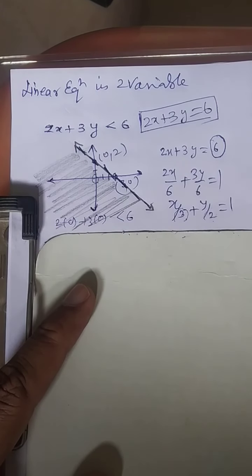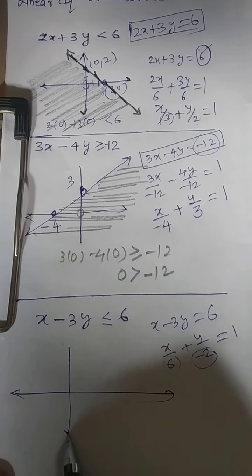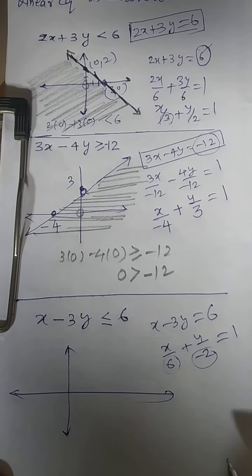Comfortable? One more situation: x minus 3y less than or equal to 6. How should I write it? x minus 3y will be equal to 6. x by 6 plus y by minus 2. Try to understand this. Always the numerator will be plus, and whatever number comes, you have to bring it down. Now the x-intercept is 6.